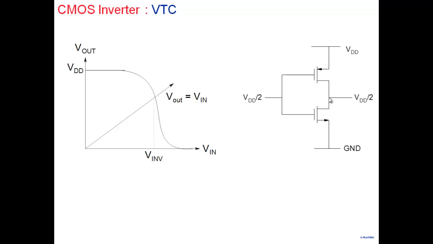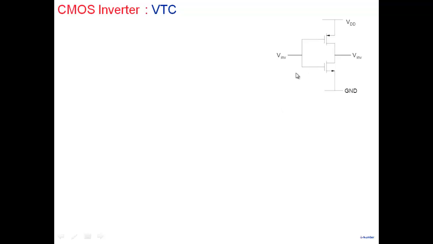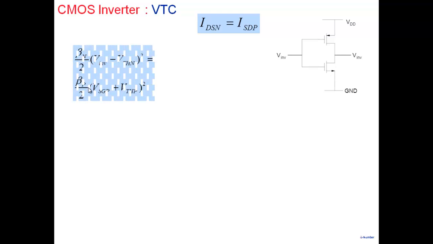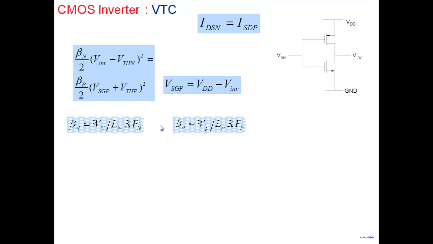Note effectively what it means is that gate and drain are shorted together. So both the transistors are in the saturation region. Both NMOS and PMOS are in saturation region, and so very quickly we can write down expressions for the currents. The currents in the two of them are the same. We can write down an expression for current in NMOS, beta n by 2 times (Vin minus VTHN) squared. We can write down the current in PMOS, with VSGP. What is the source to gate voltage here? The source to gate voltage is VDD minus Vinverter. So we can equate the two currents.